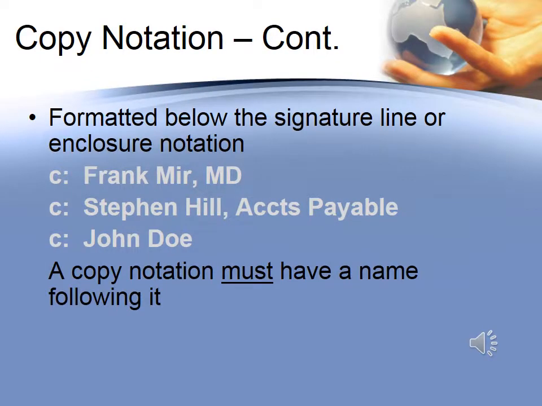Here's an example of how that copy notation would look. It is found below the signature line, or if there's an enclosure, it goes after the enclosure notation. Notice that it's a lowercase c, colon, and a copy notation must have a name following it so that we know who it went to. Many times organizations also put in the actual address right there too. So just keep that in mind, and your employer will let you know if that's how they would like it to be done.